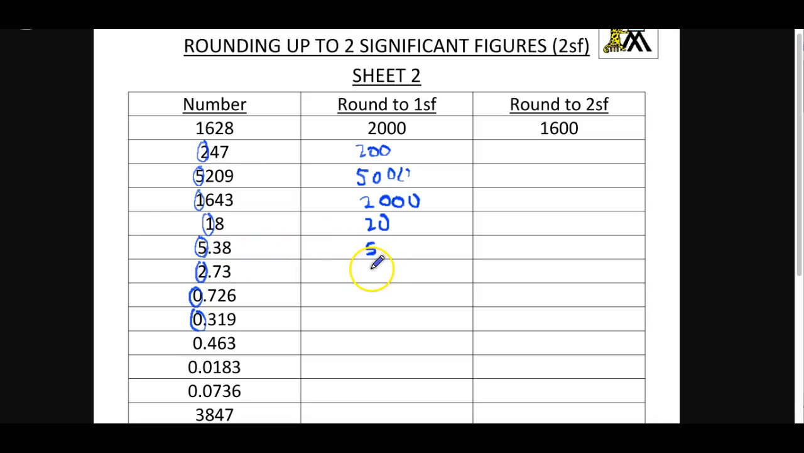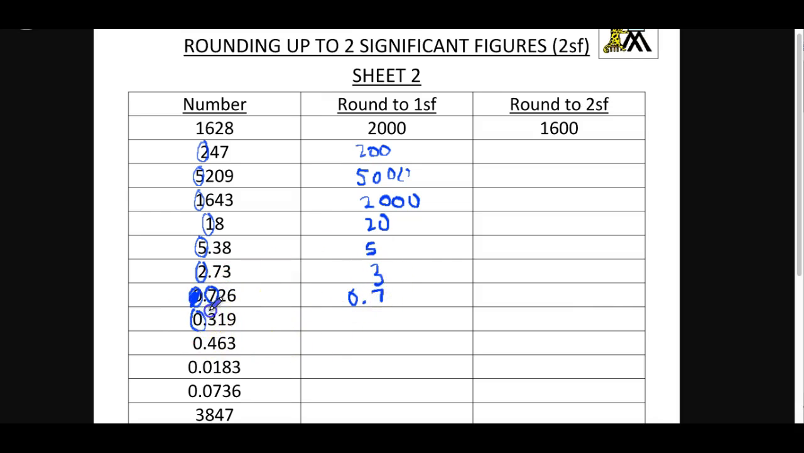2.73, so write that as a 3. 0.7. Okay, so remember the 0 is non-significant, so we have to then go to the 7. Remember we don't worry about any zeros. We do have to put in the zeros, but they're non-significant. The 7 is our significant number. Does it get rounded? No, so it's just 0.7.